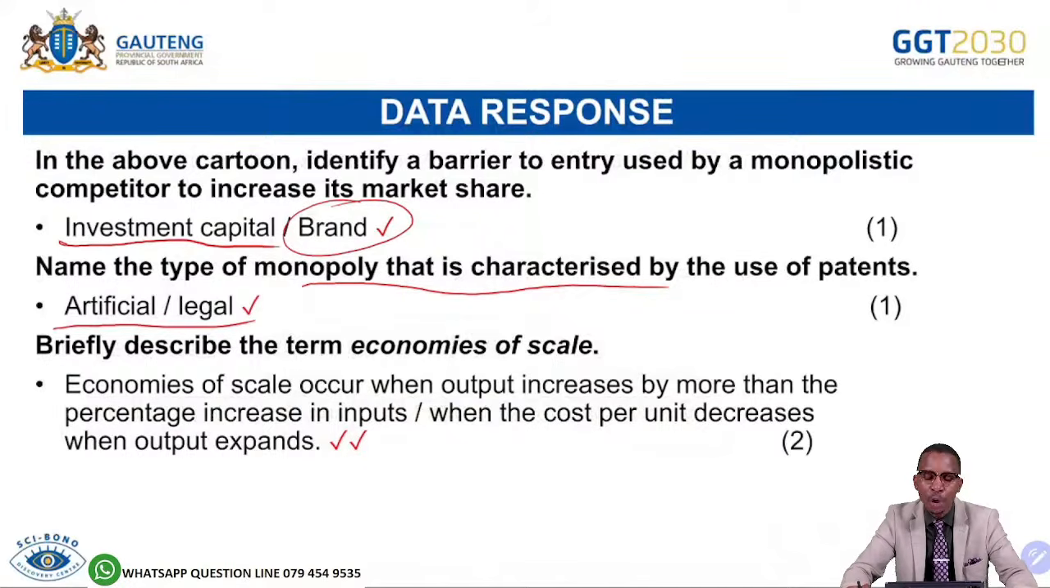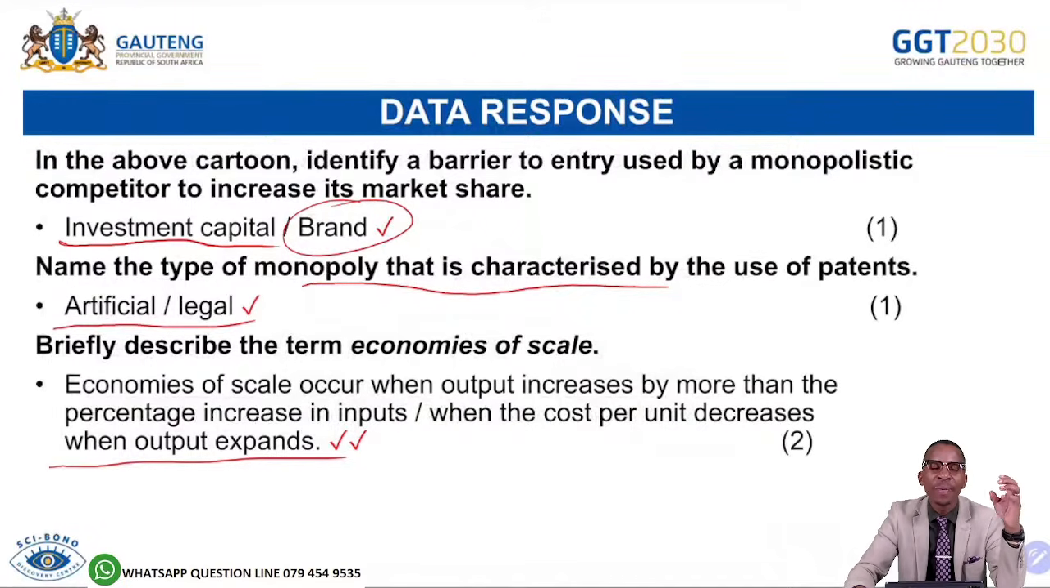Briefly describe the term economies of scale. Economies of scale occur when output increases by more than the percentage increase in the inputs, when the cost per unit decreases as output expands. We call that economies of scale. Remember, there are also diseconomies of scale, which exist when the firm produces more at a higher cost per unit and then sells at a higher cost. That creates diseconomies of scale.